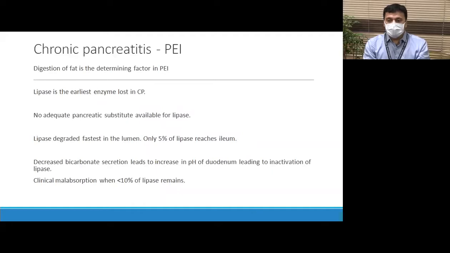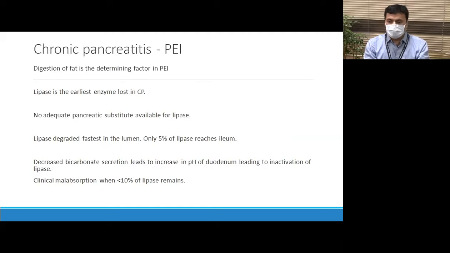The rate-limiting mechanism for pancreatic exocrine insufficiency is the decrease in the level of lipase. Lipase is the earliest enzyme that is lost in chronic pancreatitis, and there is no adequate substitute available for lipase. When there is amylase deficiency, its function is taken over by salivary and brush border enzymes, and lipase is degraded fastest in the lumen. Only 5% of the lipase reaches the ileum, while 20% of the trypsin and 35% of the amylase reaches the ileum.